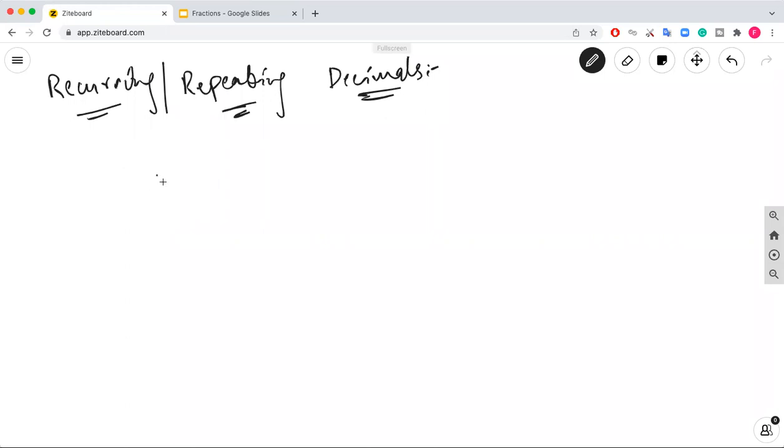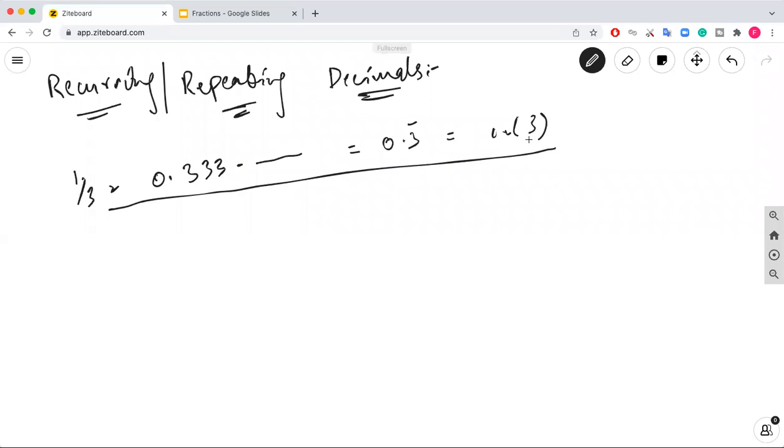For example, we have 0.3333, which is actually 1/3, right? 3 goes on and on. This can also be written as 0.3 bar on 3. All of these are having the same thing. All of these are just different ways to write this.